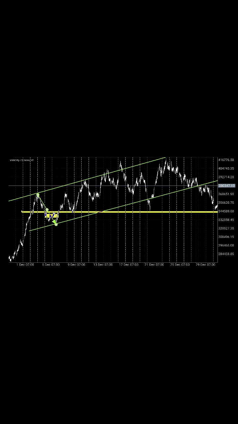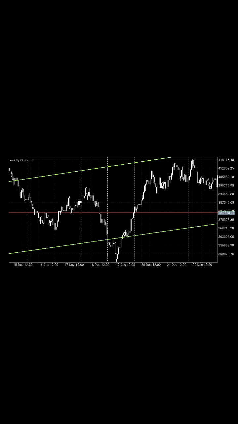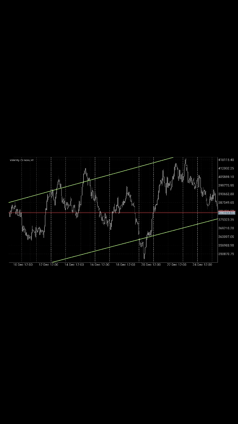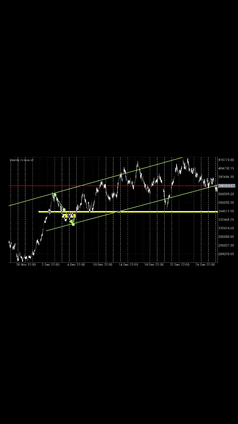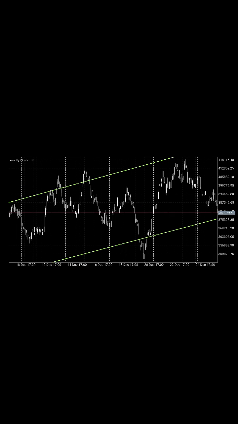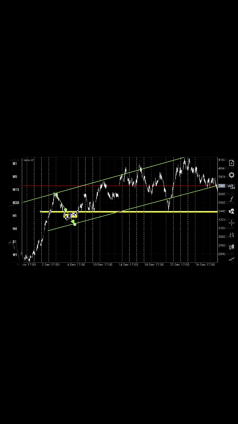So now let us look at when it got to the area of value where we are looking at entering the market. The first area is here. First, we have our support.